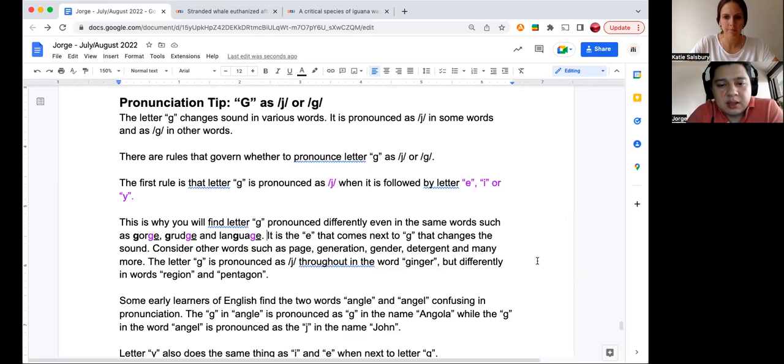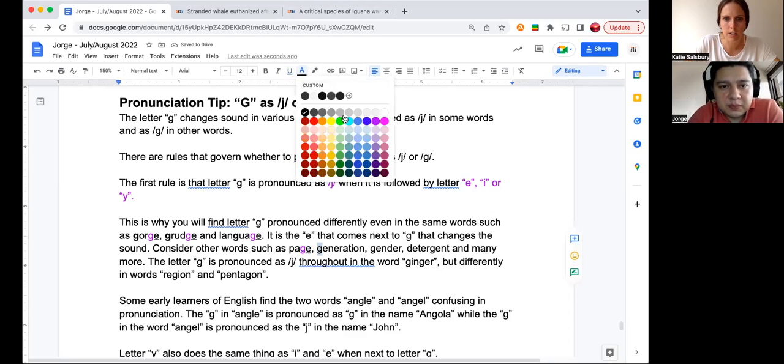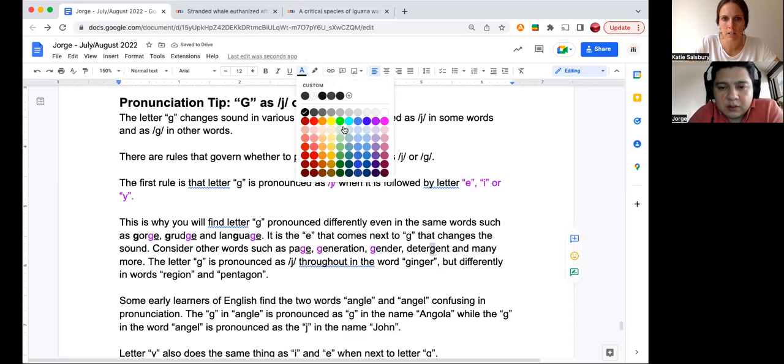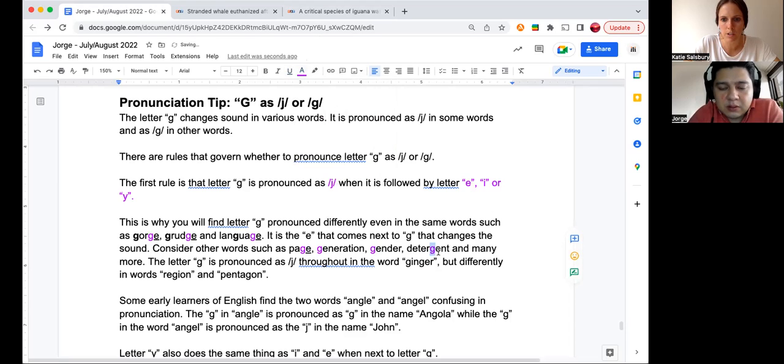It is the E that comes next to G that changes the sound. Consider other words such as page, generations, gender, detergent, and many more. Real quick, letter G, just to review, we have the same thing going on here, right? This is page, followed by an E, you notice? This one is followed by an E. This one is followed by an E. All of those have an E afterwards, so it's J, J, J, J. Okay. Go ahead.